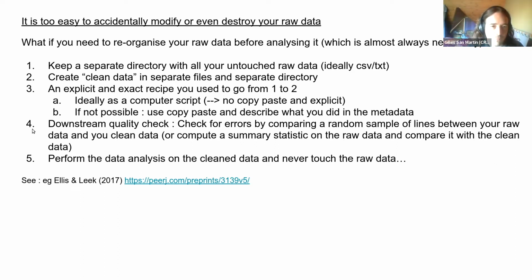And then in a fourth step, even if you use a computer script, because you can still make errors with a computer script, what you should do is a downstream quality check. So after you have made all your modifications, check that you don't have errors. And how to do that? There are many ways, but one way is to compare the raw data with the clean data. That's why it's important to keep them separated. So you will select at random, I don't know, a few lines in your data set and compare if the raw data is still in line with the new data.